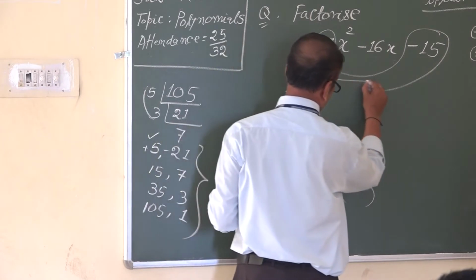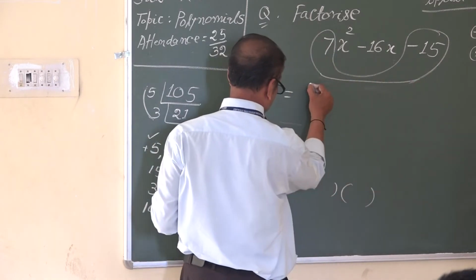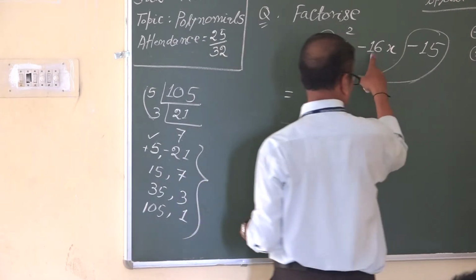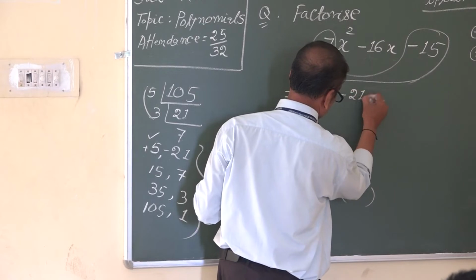Then I will give you a question, then I can know. Okay, then here it is 7x square. So how will I write it? Minus 21x plus.